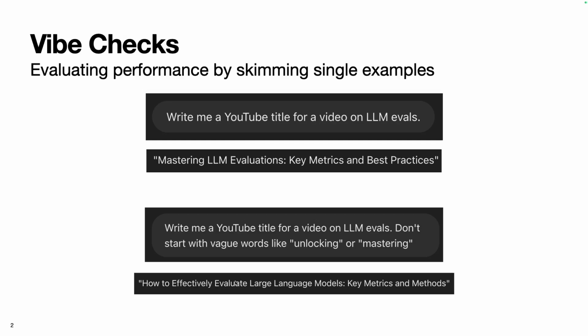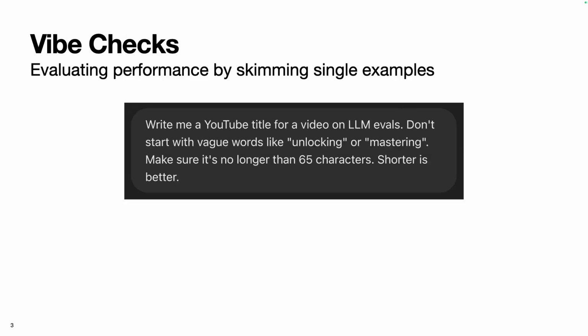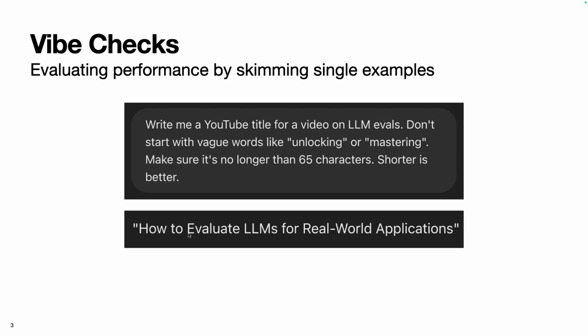So I would say this is a bit better, but it's a little long. Typically, you want your titles on YouTube to be short so people can actually read it when they're scrolling on the homepage or something like that. So upon seeing this, I might do yet another iteration where I add, make sure it's no longer than 65 characters, shorter is better. And then we get this title here: how to evaluate LLMs for real world applications. So this is a pretty decent title. It only took us like 3 prompts to get here. You can get pretty decent results through the vibe check just through a few simple iterations.